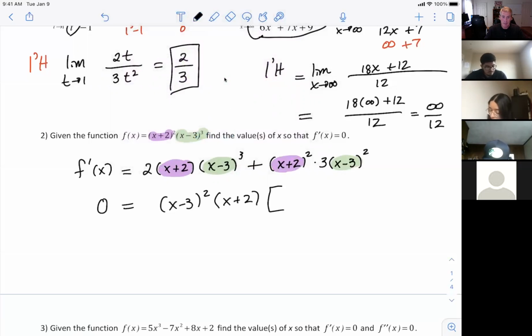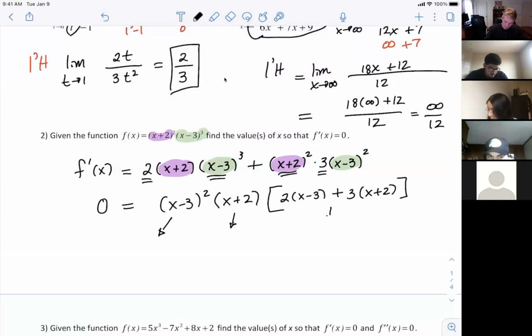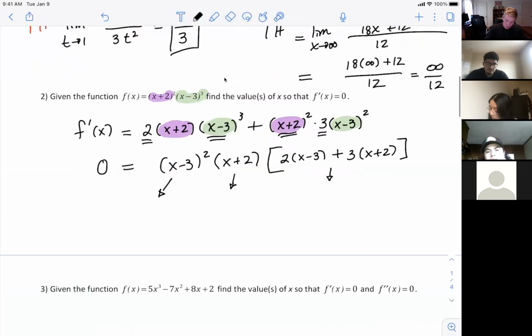And then what's left? Well, there's the 2, and there's a single x minus 3 that didn't get factored out. So there's a 2, and there's an x minus 3. And then plus, there's the number 3, and only one of the x plus 2's got canceled out. So there's 3 times x plus 2. And now that it's factored, you can set each factor equal to 0.